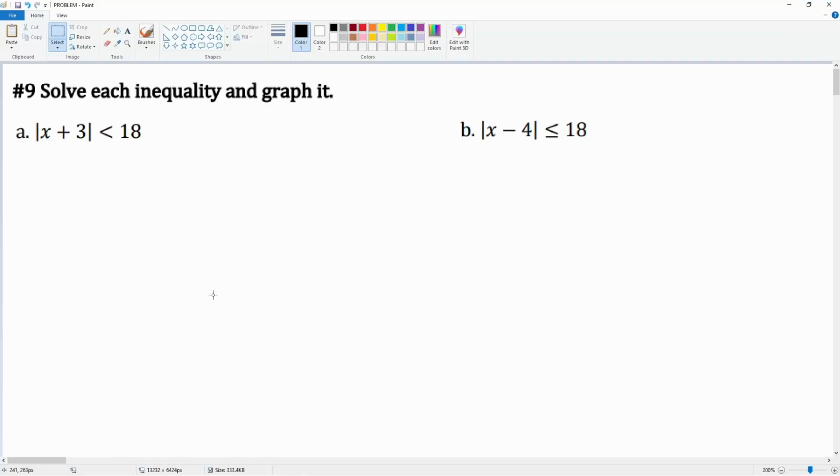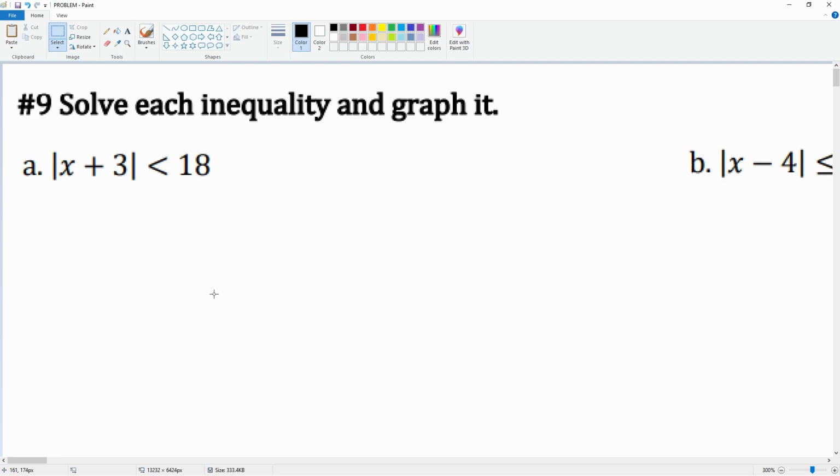Chapter 5, number 9, you're going to solve each inequality, then graph it. Here we have the absolute value of x plus 3 is less than 18. All right, so we can now split this. I'm going to split it into the positive equation first, and this is going to be x plus 3 is less than 18. Nothing happens, the absolute value just breaks off.